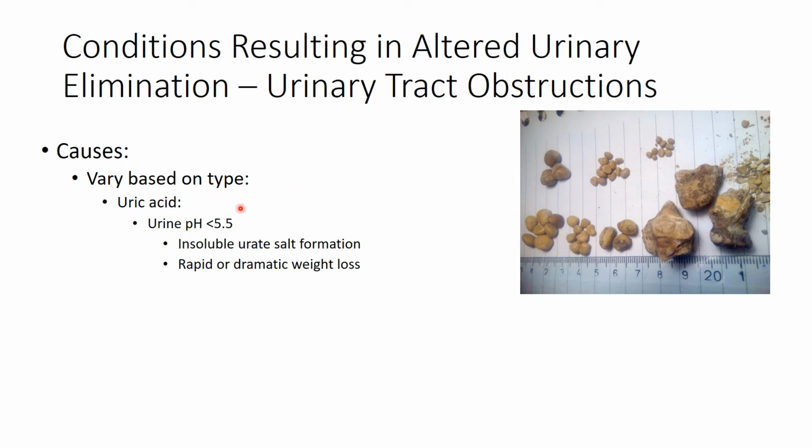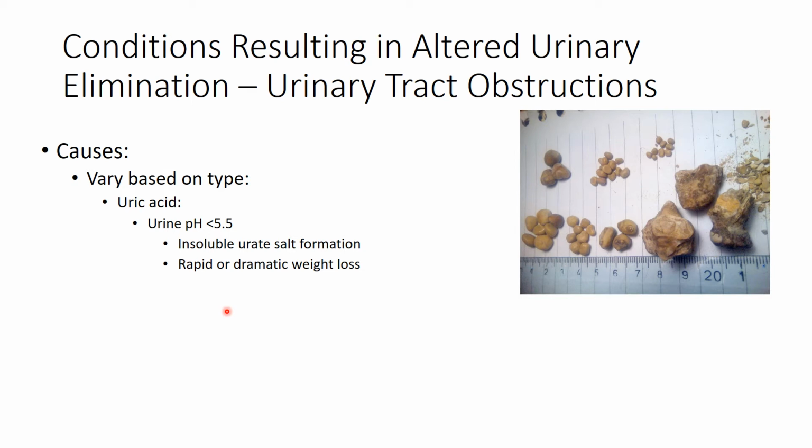Uric acid, again, uric acid is going to be from amino acid decomposition. And so we see that uric acid crystals form when urine pH drops below 5.5. Okay? Now remember, pH is on an opposite scale, so it's a logarithmic scale. This pH of 5.5 means it is more acidic. And so we can get insoluble urate formation, which forms uric acid crystals.